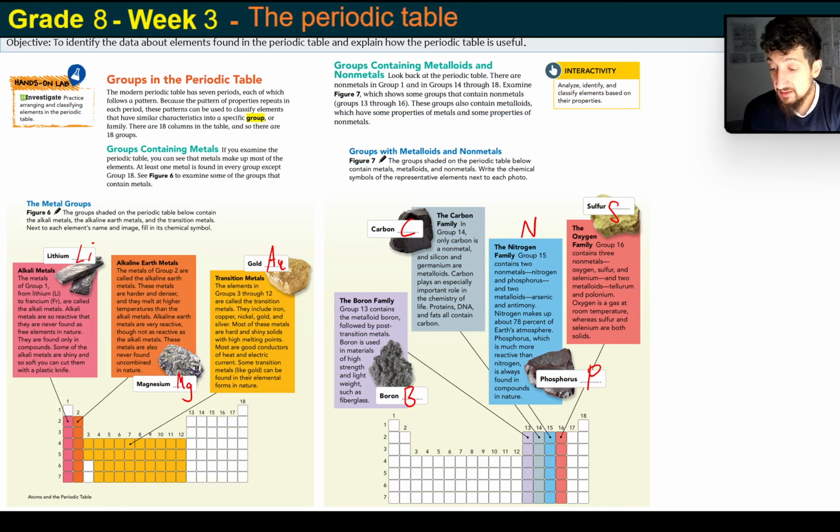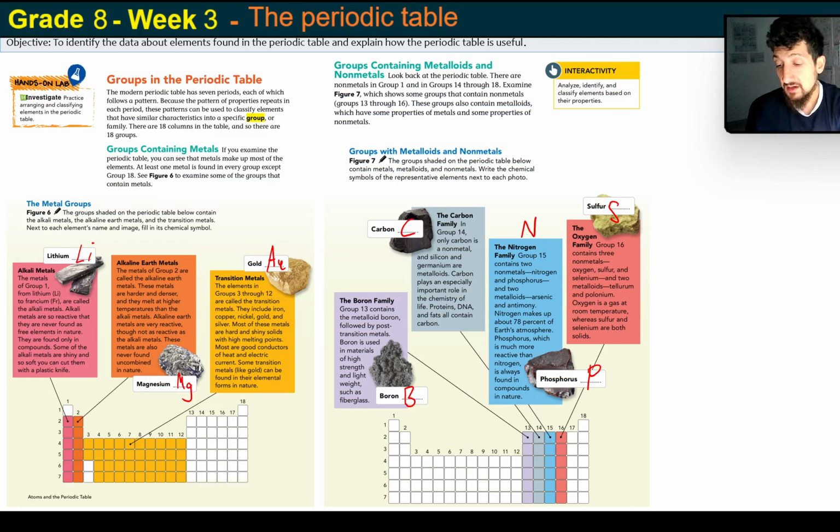The metals of group 1, from lithium all the way to francium, are called the alkali metals. Alkali metals are so reactive that they are never found as free elements in nature. What does that mean? Well, they are so desperate to lose that electron on the outside that they will react with anything. They will react with the humidity in the air just so they can be stable. And once they're stable, it's very hard to get them to react again. So that's why it's very hard to find them on their own, because they're highly reactive.